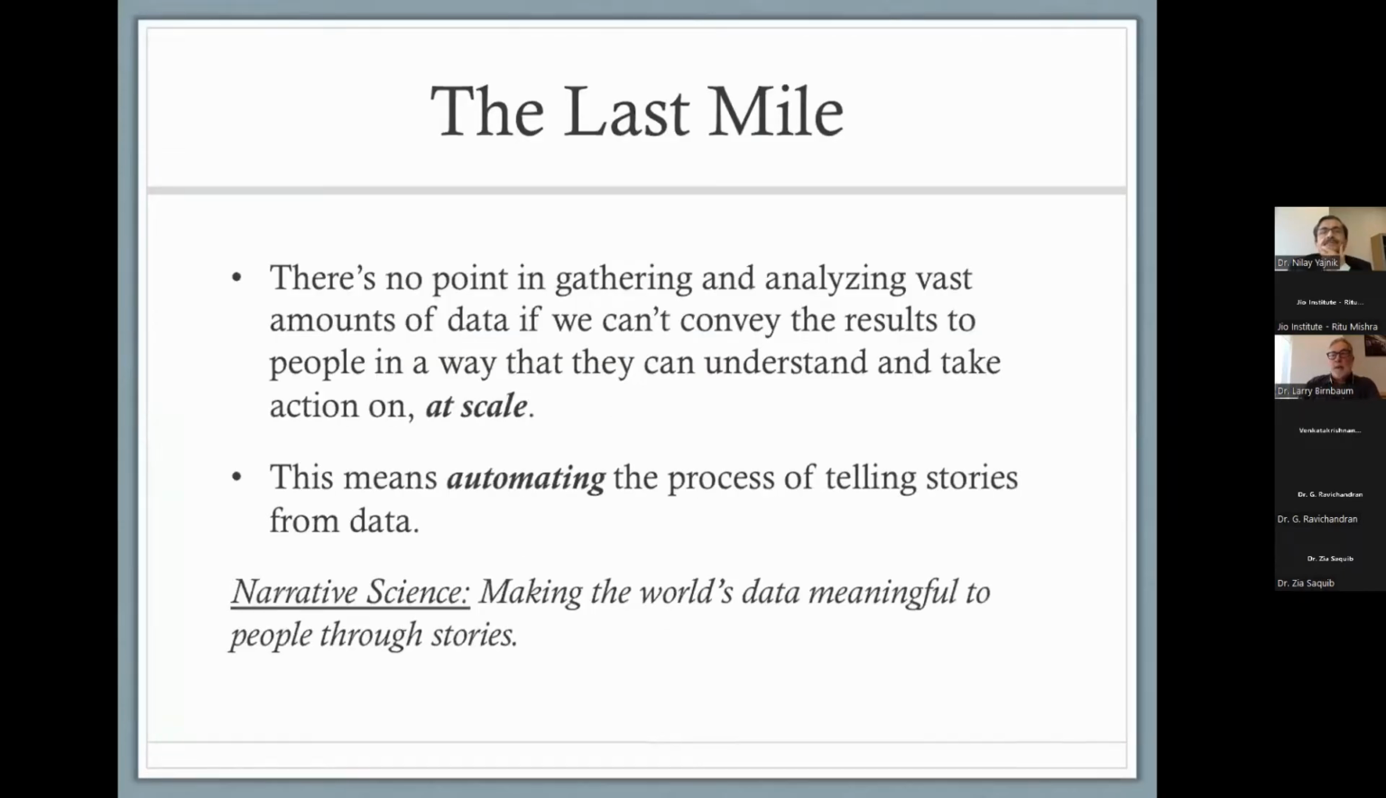The last mile of any data science application is getting the insight out of the computer and into the decision maker, the human being who's going to actually have to operate on the basis of the information and the analysis derived from all the data that have been gathered. Until the machines are making all of the decisions automatically by themselves without human intervention, which may never happen, there's really no point in gathering and analyzing all this data if we can't convey the results to people in a way they understand and take action on.